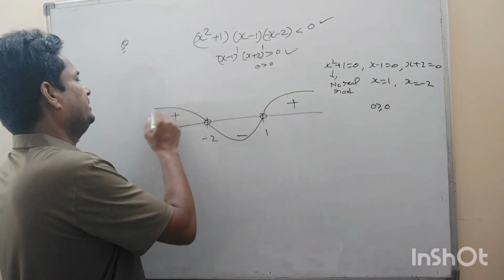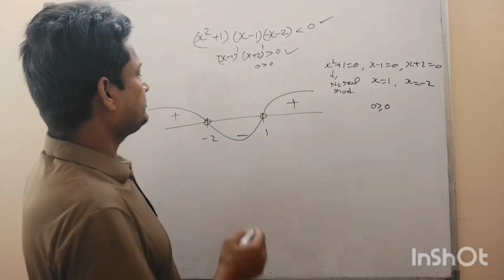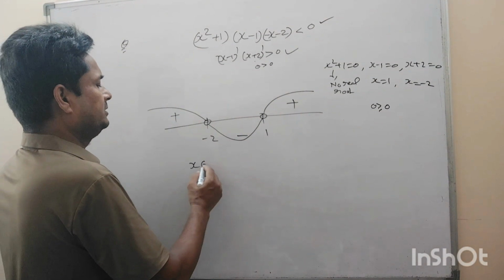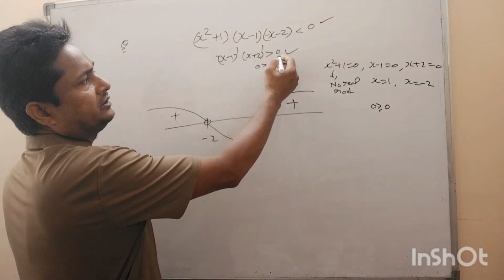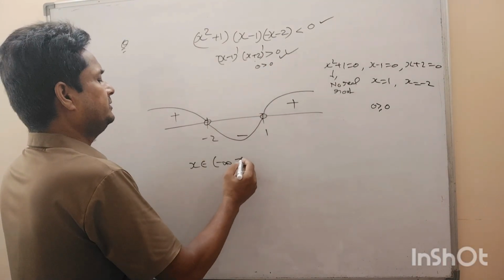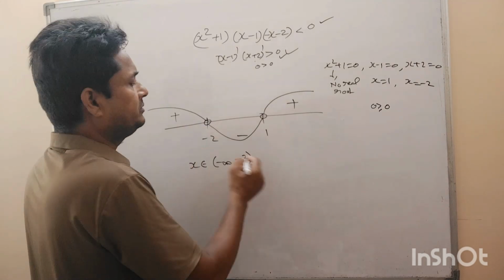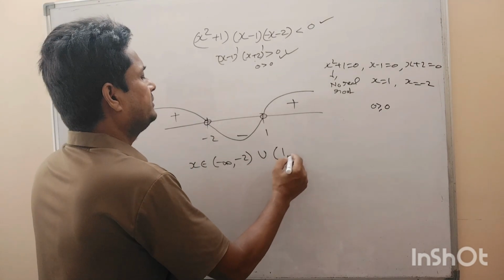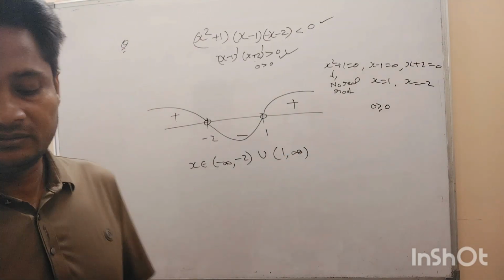So what will be the answer? Minus infinity. We have to collect what? Greater than 0. So minus infinity to minus 2, here it will be an open bracket because minus 2 is not included, union 1 to infinity.